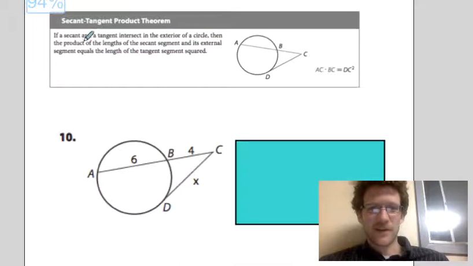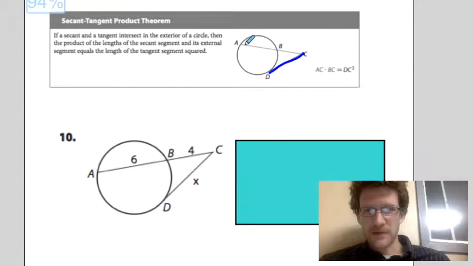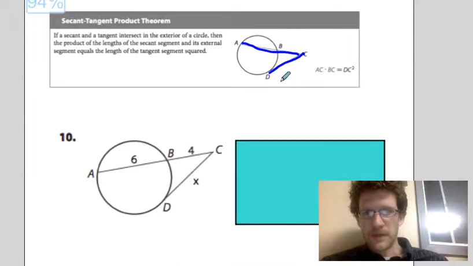Next up: secant tangent product theorem. We have a tangent line here that intersects with our secant line, and basically it says that this section times this section is equal to this section squared.